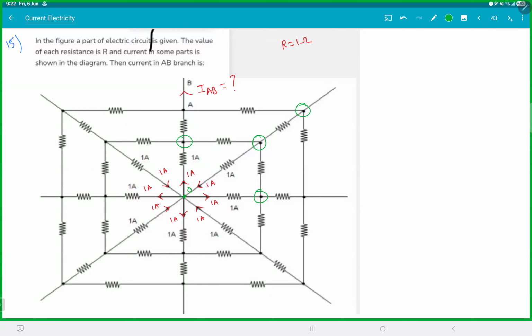Potential can't be -1 ohm. What happened, boss, today? Didn't have dinner. I can understand when you don't eat food, things happen like that. So it's okay.